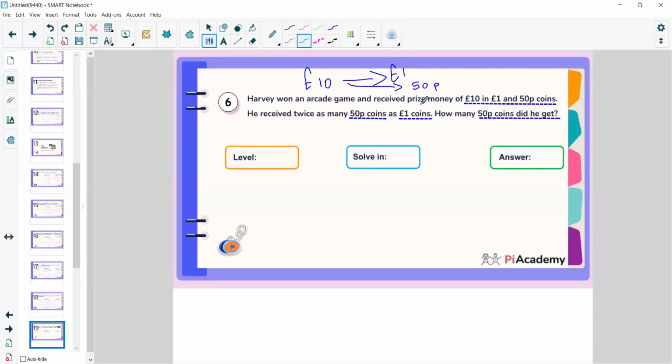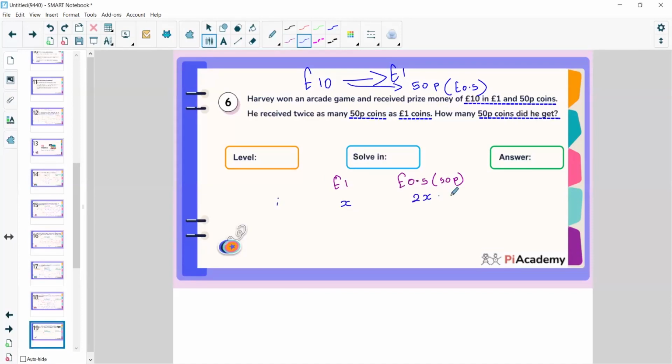50p is nothing but in pounds, how much? 0.5, isn't it? So he has 10 pounds in £1 and 50p coins. And what is given? So let's see, this 1 pound and let's make this 0.5, which is 50p. He received twice as many 50p coins as 1 pound coins. Okay, so if the number of 1 pound coins is X, how many 50p coins would he have received? It would be 2X. So this is our first step.